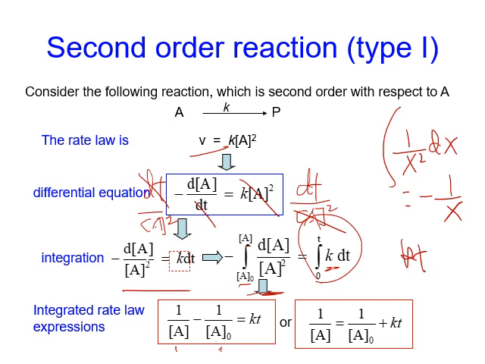Or you can write 1 over A equals 1 over A naught plus kt. Compared to the first order reaction, where ln A over A naught equals negative kt, here it is inverse A minus inverse A naught equals kt.